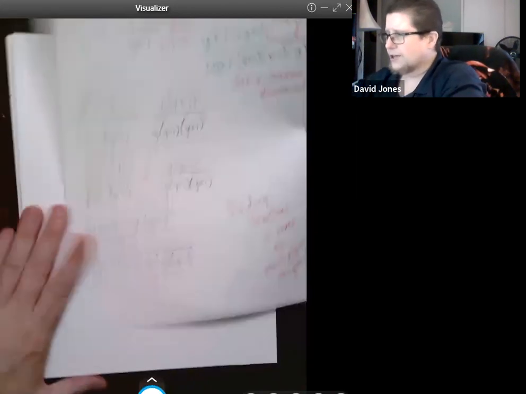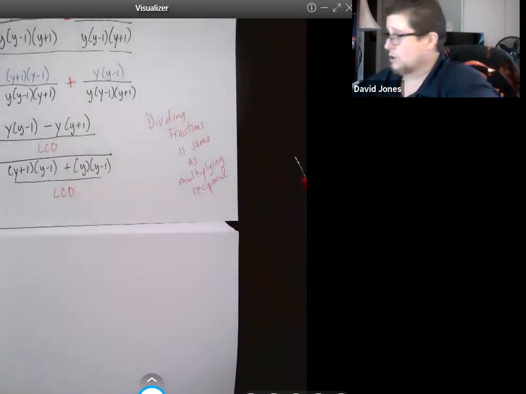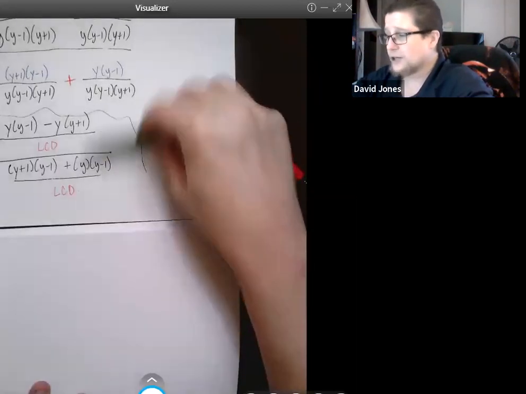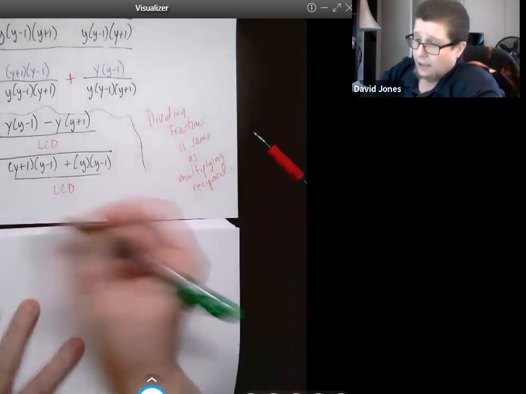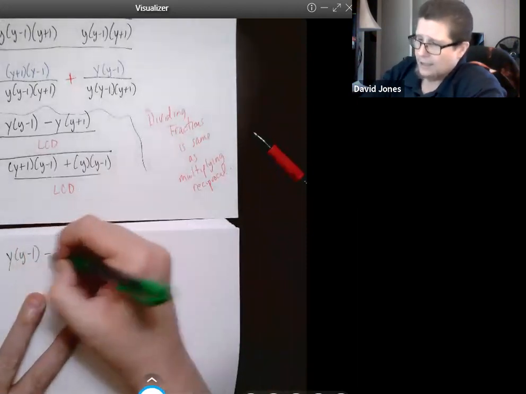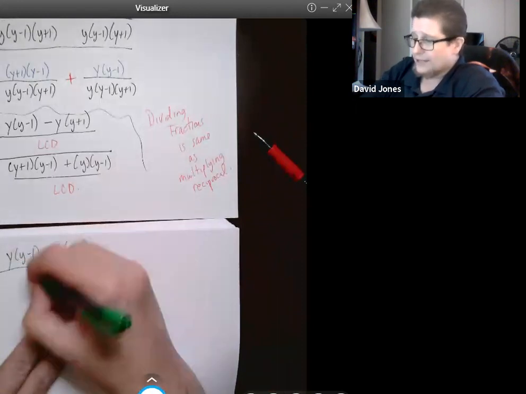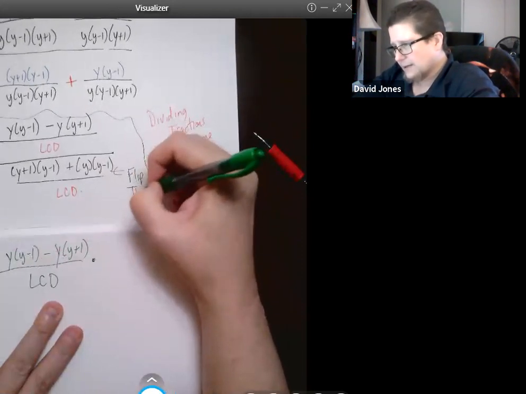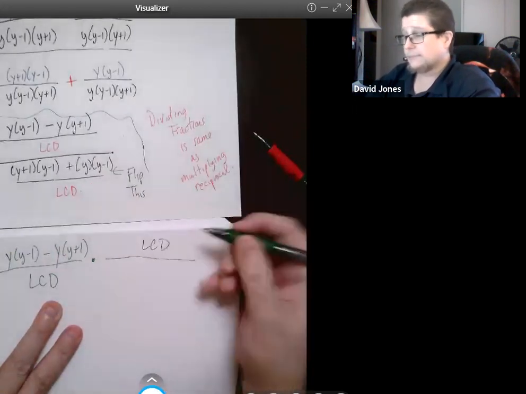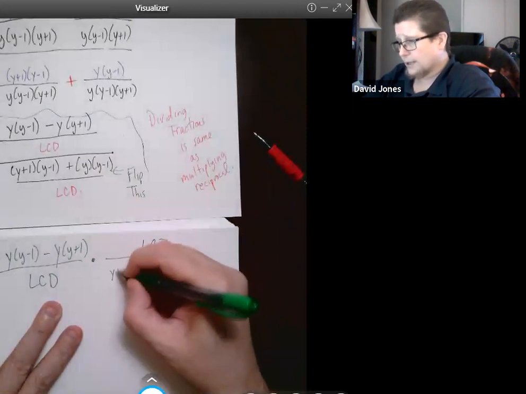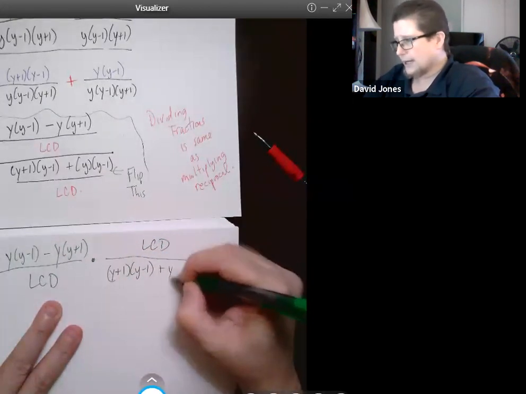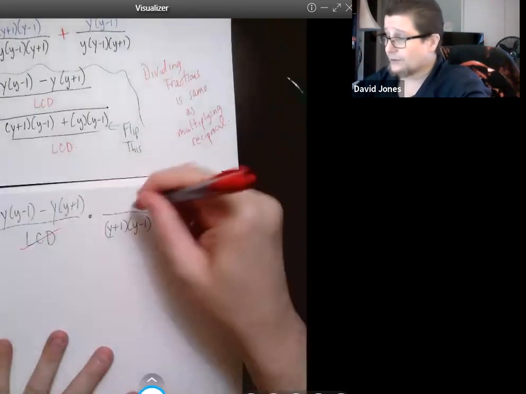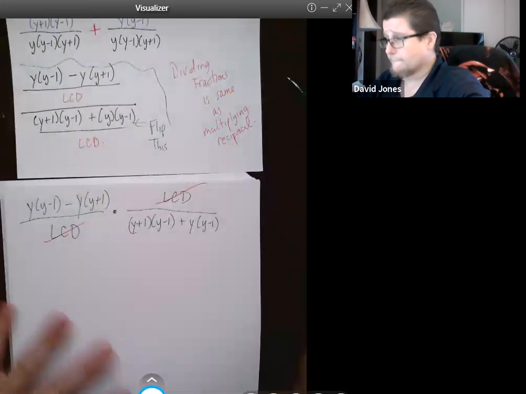So pause that if you need it up longer. I'll try to leave that up where we can access it. This is the last part we ended on right there. I'm going to rewrite this as the upper fraction multiplied by the reciprocal of the bottom fraction. So I've got y times y minus 1 minus y times y plus 1 over the LCD. And then I multiply by, flip this one, that puts the LCD on top, and I've got y plus 1, y minus 1, plus y times y minus 1 on bottom. LCDs cancel.